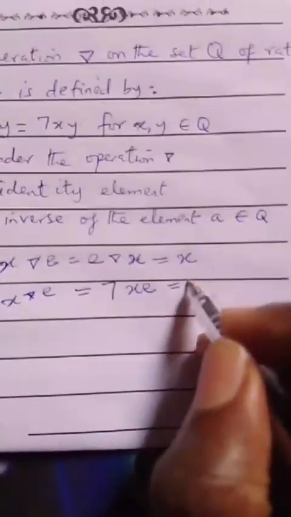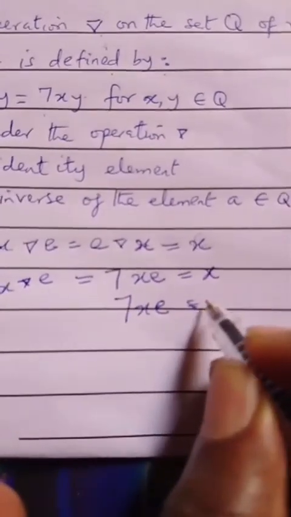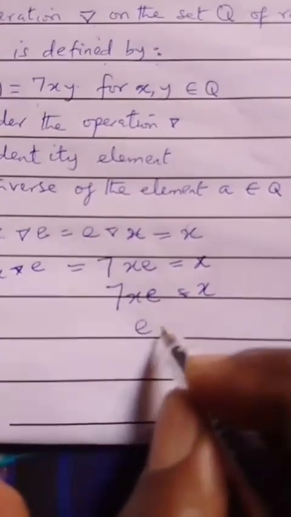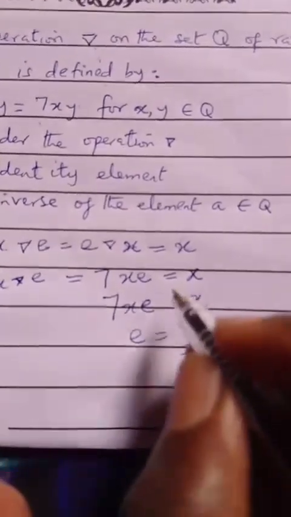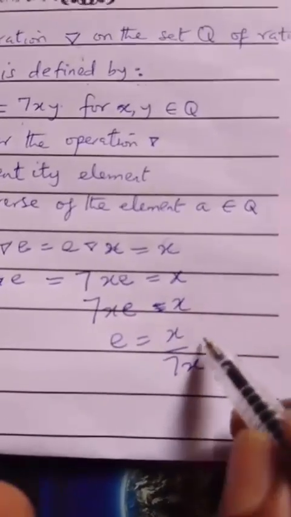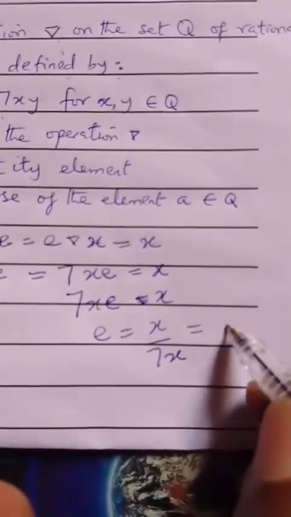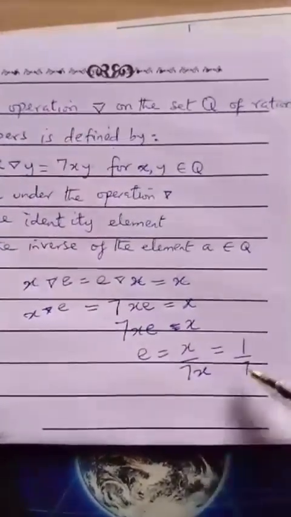So all of that should not change. Okay, so if you have that, you can have 7xe equals x. To find e, you can divide both sides by 7x. So 7x cancels here, and over here x cancels x. We have 1 over 7. So we found our identity element as 1 over 7.